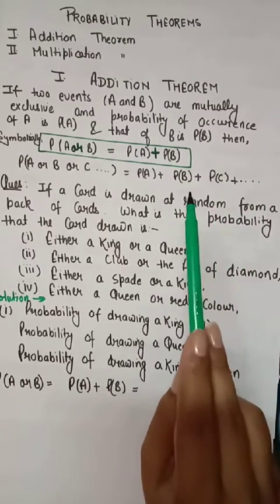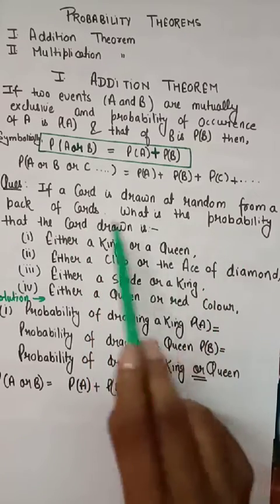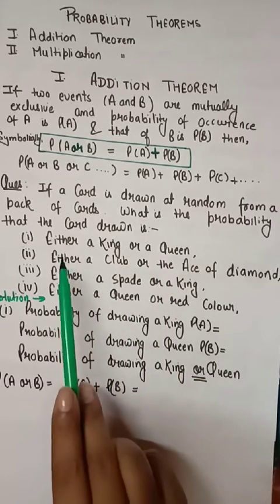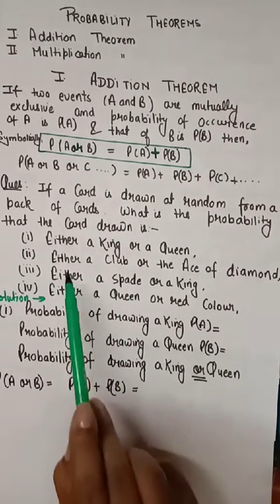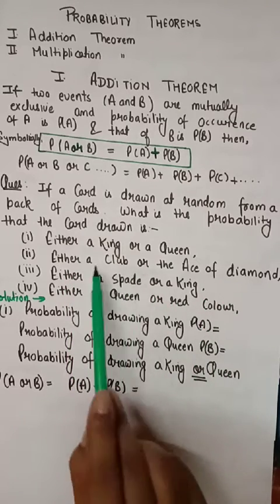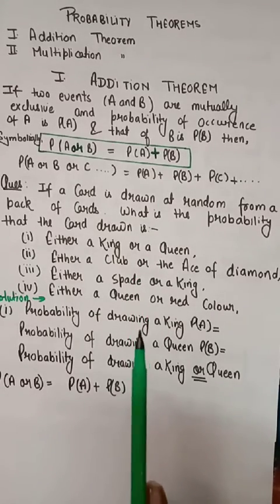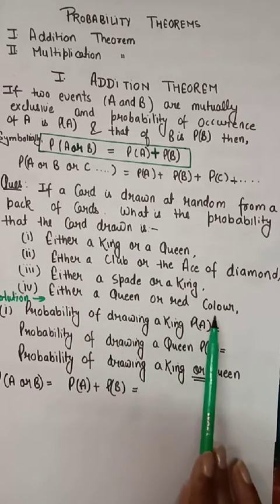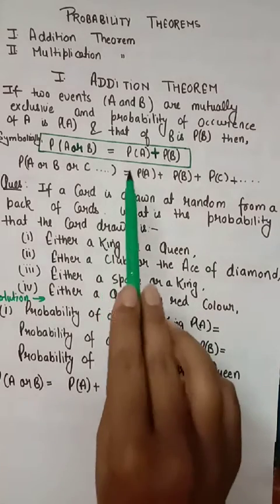So let's take up a question over here. If a card is drawn at random from a pack of cards, what is the probability that the card drawn is either a king or a queen? It clearly says either or, which means you have to opt for the addition theorem itself. In the second question also it is saying either a club or the ace of diamond. So here also it is either or, so you are going to opt for the addition theorem. Next is either a spade or a king, either a queen or a red color. All these questions signify that we have to opt for the addition theorem.